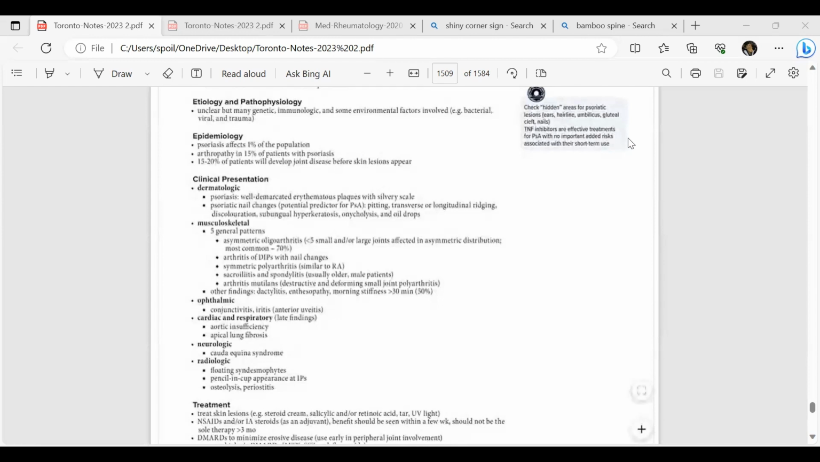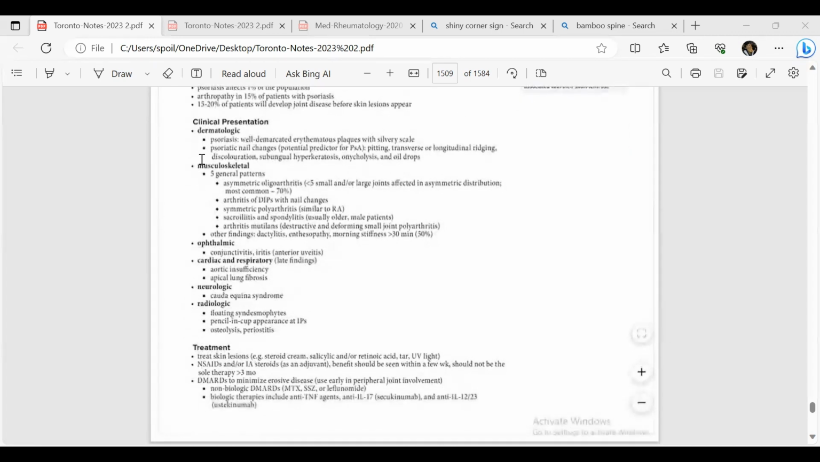TNF inhibitors are an effective treatment for psoriatic arthritis, with no important added side effects associated with short-term use. People may develop joint disease before the skin lesion, but we can check the hidden areas for psoriatic lesions, which are these.